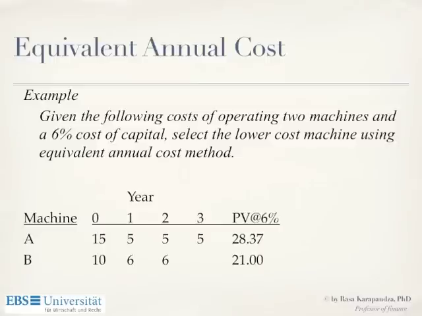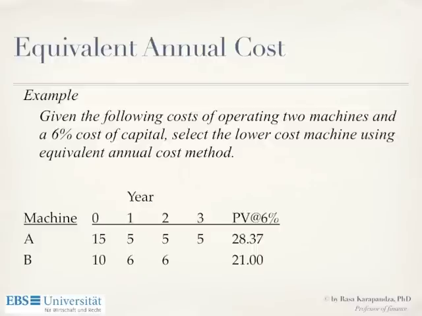Okay, so imagine you have to choose between the two following investments. You have a machine A or machine B. Machine A is a more expensive machine. Machine B is a cheaper machine. For machine A, you need to pay 15 today, and it will cost you 5 per year to maintain. For machine B, you have to pay less today. It's a cheaper machine. You have to pay 10, and it will cost you 6 per year, but it won't last for the same period of time. It will last a shorter period of time.